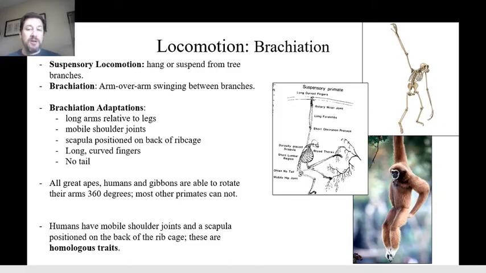And so these are... Remember going back to a couple lectures ago, the idea of analogous versus homologous traits. These are homologous traits. We have them even though we don't do the behavior they're associated with, because we have an ancestor that had them and we haven't lost them for whatever reason. And so make sure to watch the brachiation videos. Gibbons are my favorite primate. They're absolutely amazing.